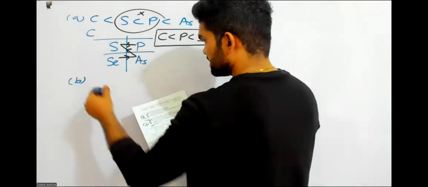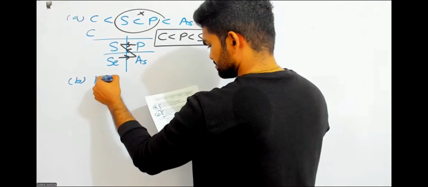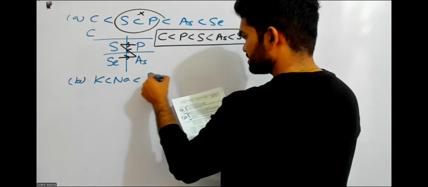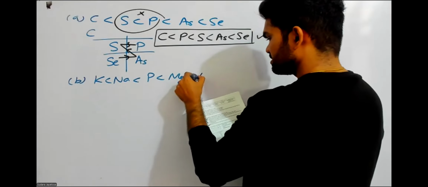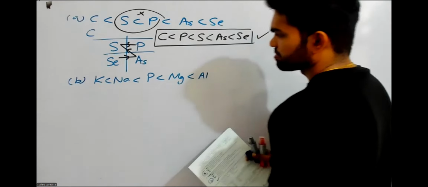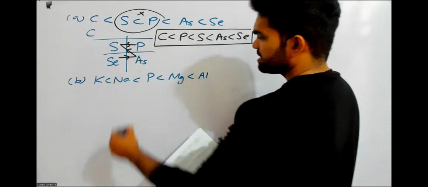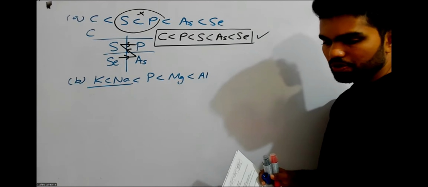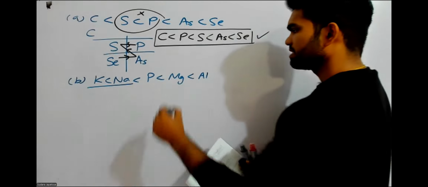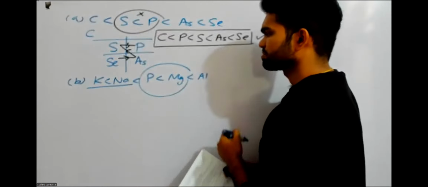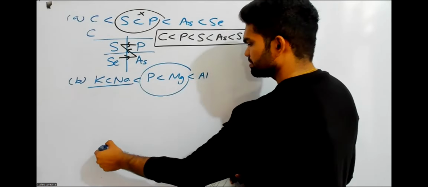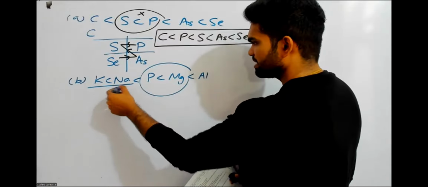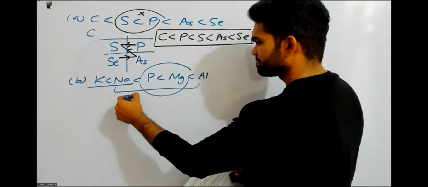It is for the first ionization energy: potassium, sodium, then phosphorus, magnesium, and aluminum. First ionization energy is lowest for the group 1 metals, that's correct. But this part is wrong. If you draw the third period, these elements are in the third period.